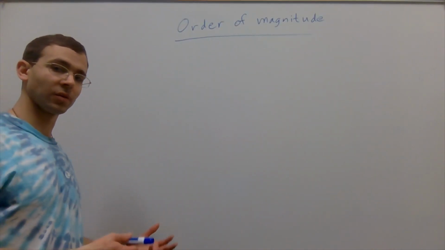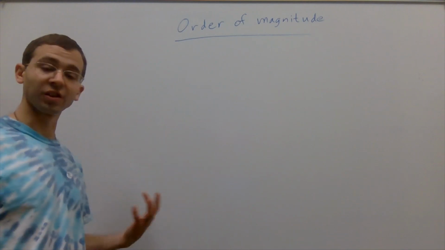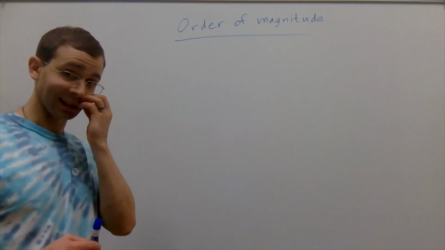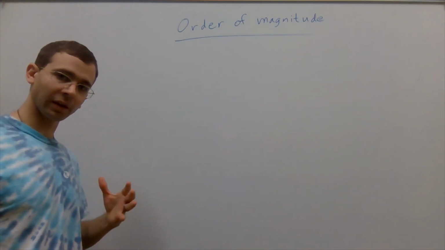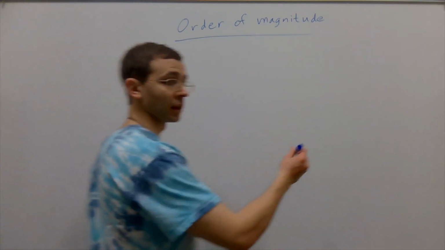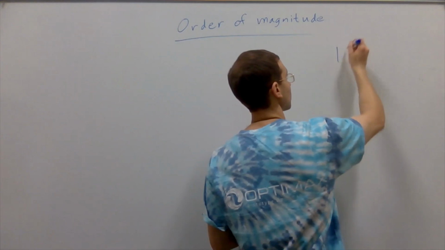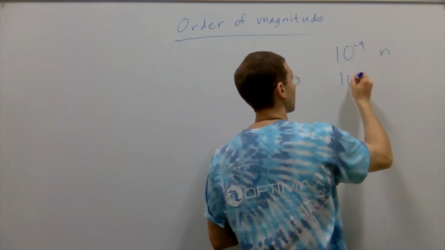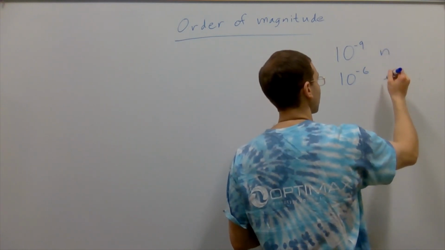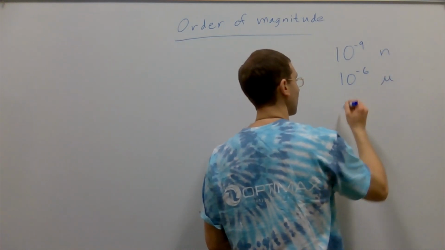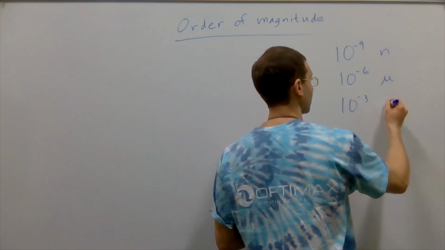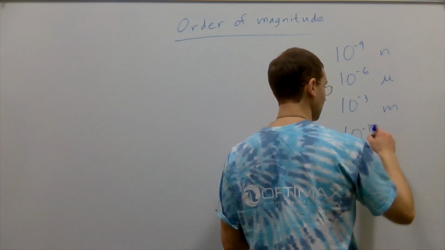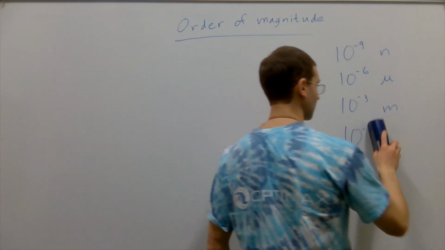Another way you could conceive of converting between units in the metric system is this order of magnitude idea. And this is going to rely heavily on your remembering the powers of 10 associated with each of those prefixes. So 10 to the negative 9 is nano, 10 to the negative 6 is micro, 10 to the negative 3rd is milli, and I suppose you could go ahead and add these ones here as well. 10 to the negative second is centi.